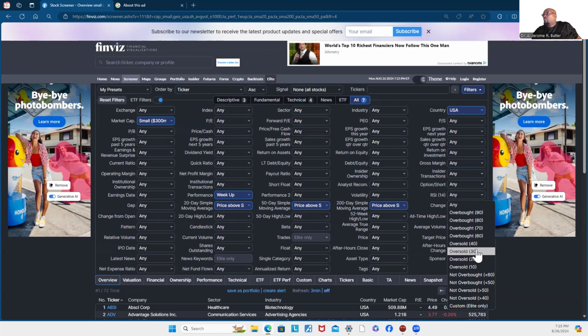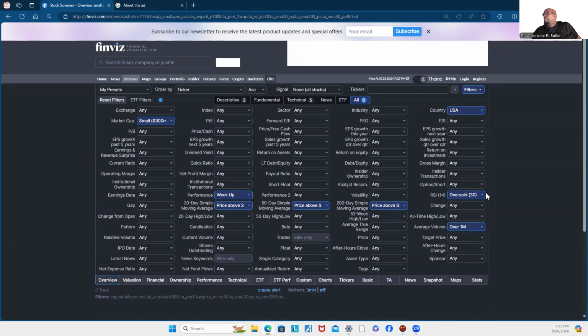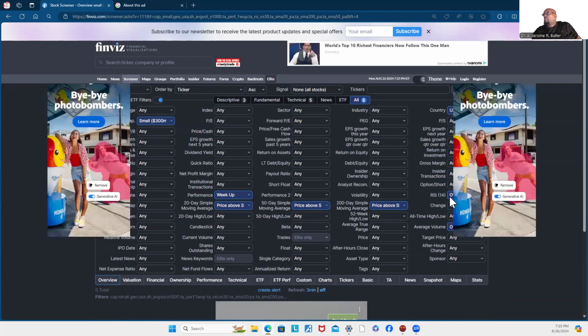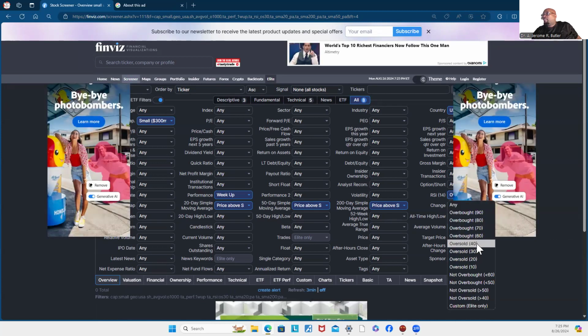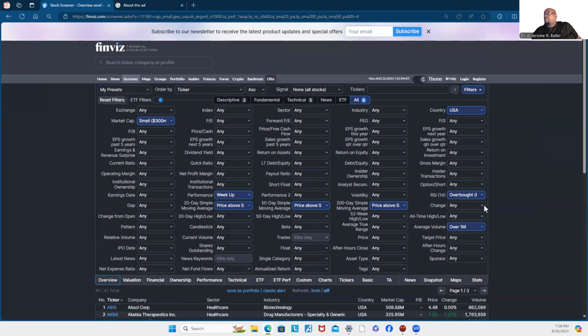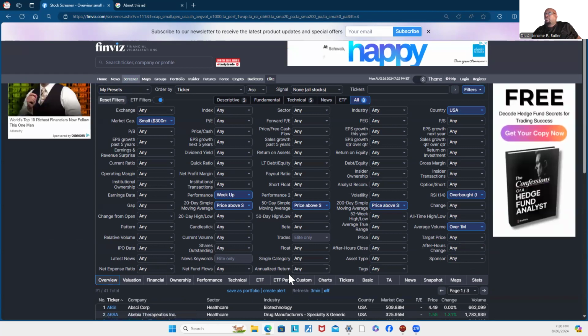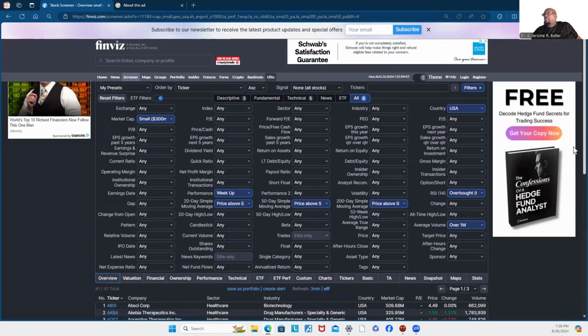Not oversold at 30. Oversold at 30. Let's go with oversold at 30. And that knocked us out totally. So let's go back. Overbought at 60. Let's see what we have. We got 41. And so what I'm looking for is one or two that will gap up for us.